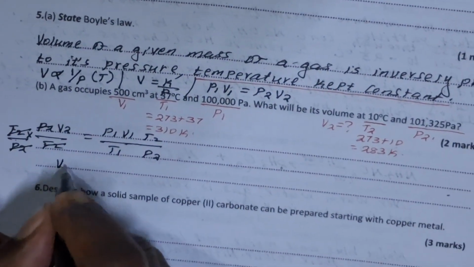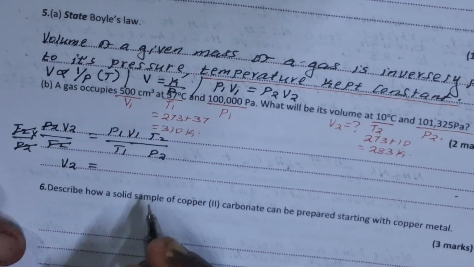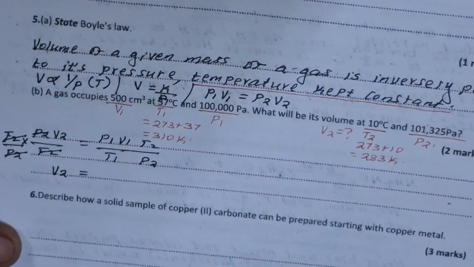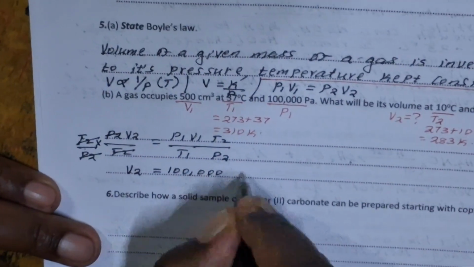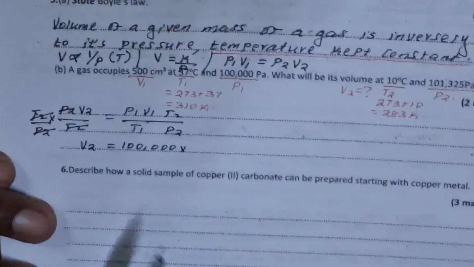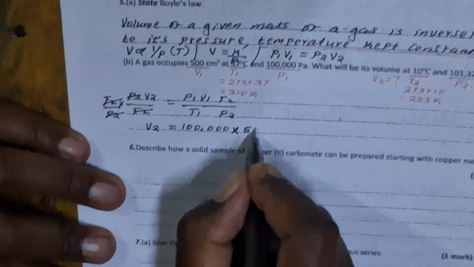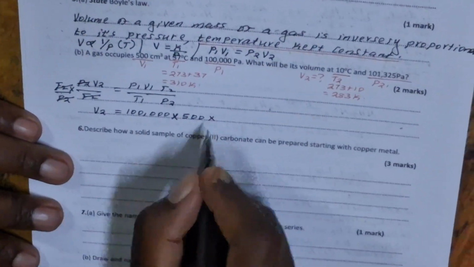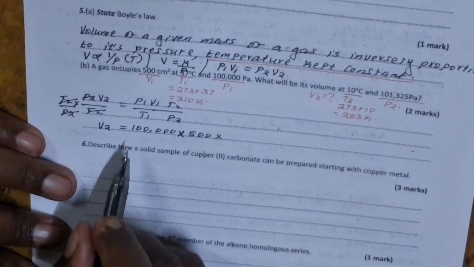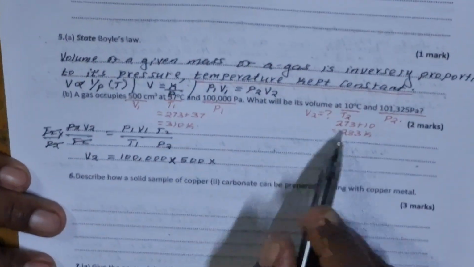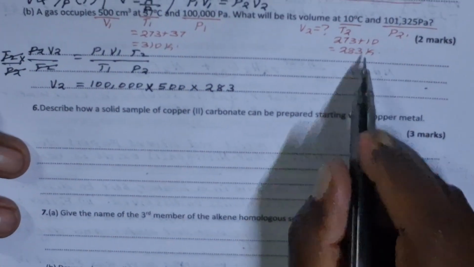So volume 2 is equal to pressure 1. Now pressure 1 is the value that we have here, 100,000 pascals. So right here, 100,000 times volume 1. Volume 1 is 500 cubic centimeters. So we multiply by 500 cubic centimeters, and then we multiply by temperature 2. And temperature 2 is 283 Kelvin, what we have here.